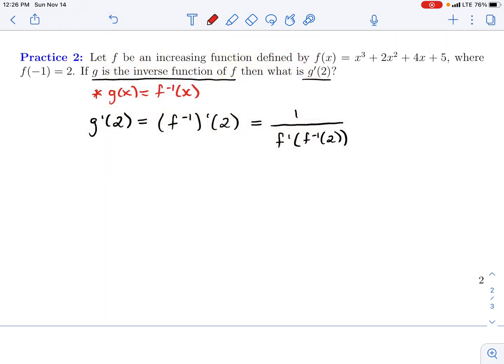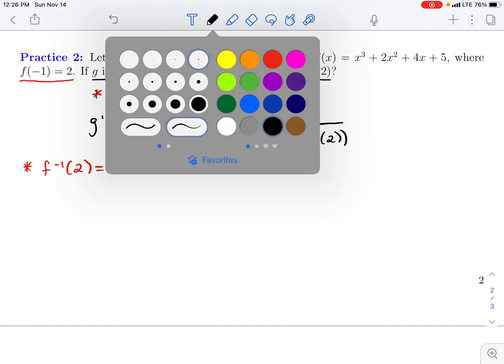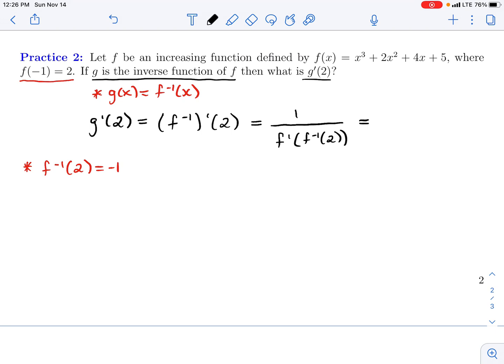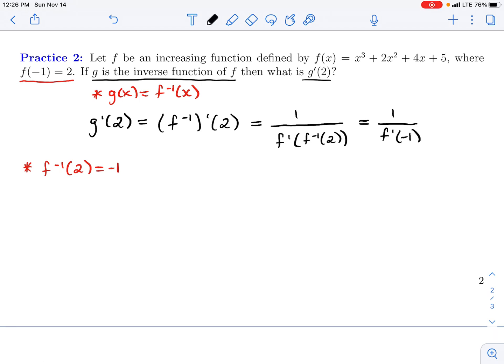But don't we know what that is? Because we know what f of negative 1 equals 2, right? So if f of negative 1 equals 2, then f inverse of 2 is equal to negative 1, right? Using that fact. So now this is going to be equal to 1 over f prime. Oh, not f inverse, sorry. F prime of negative 1.